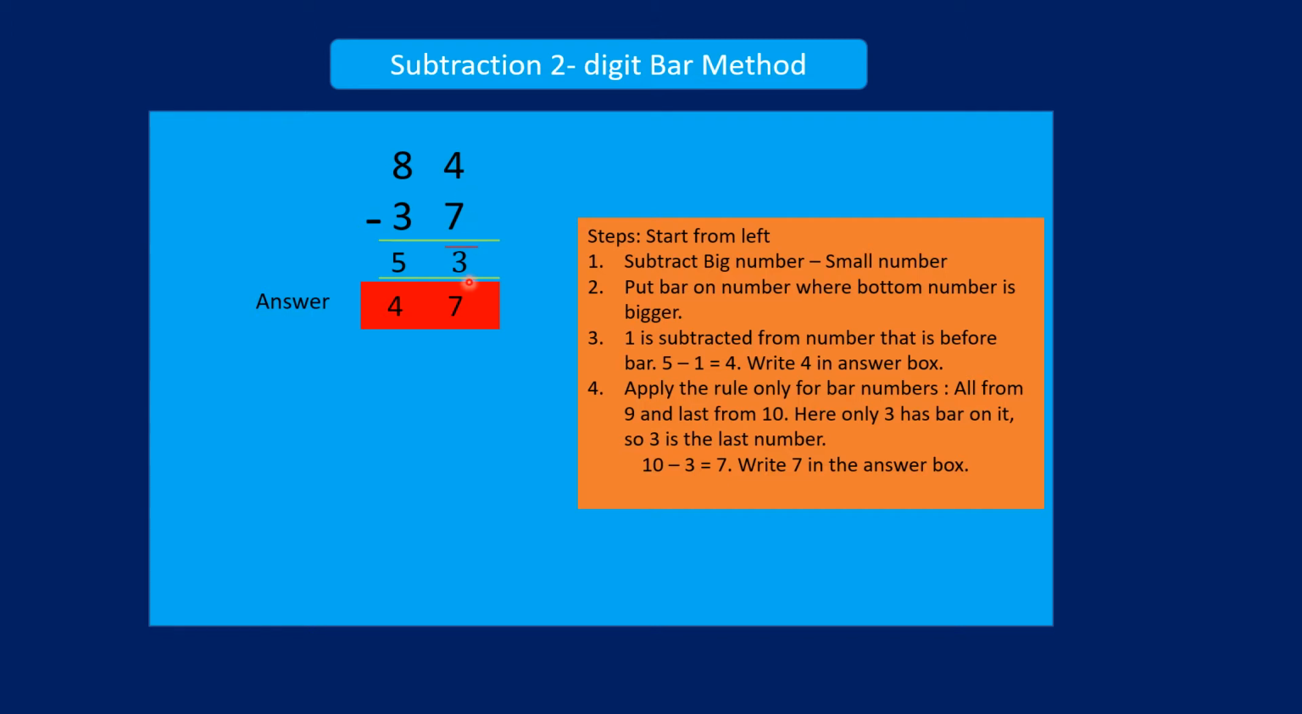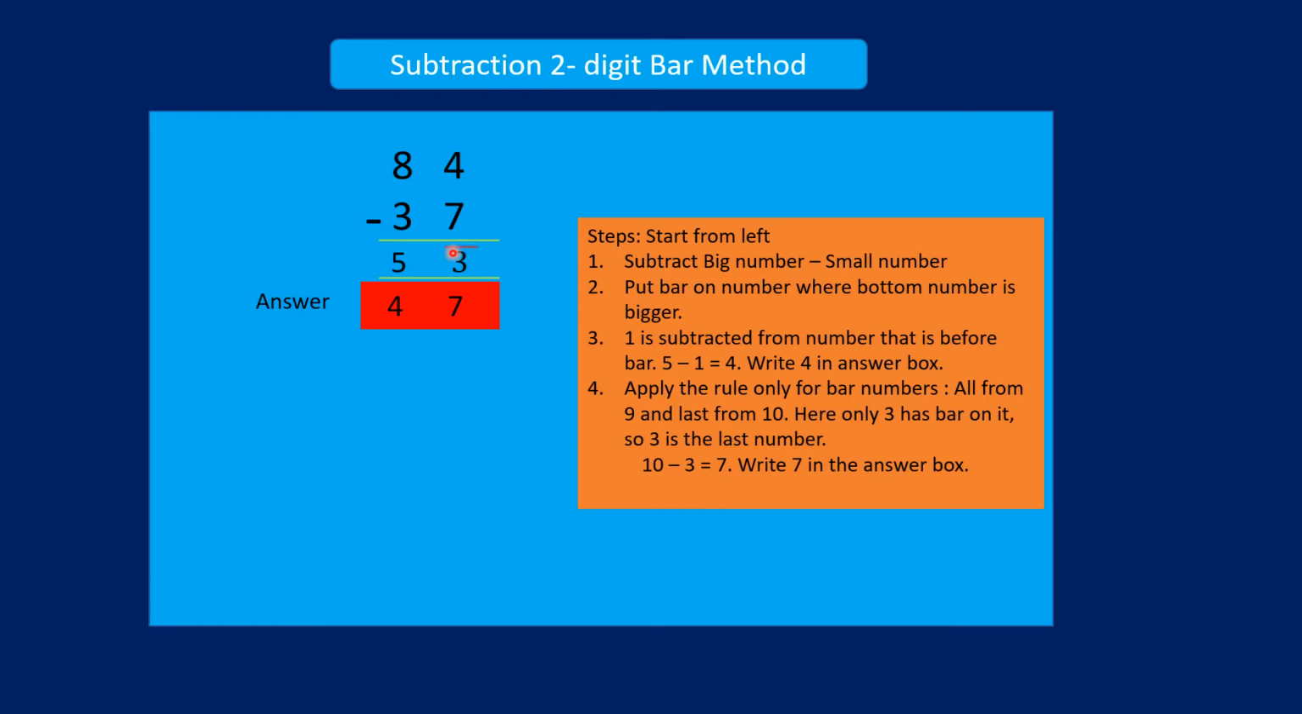Next step, we put a bar on numbers where the bottom number is bigger. So here the bottom number is bigger. So we did the reverse subtraction. We did 7 minus 4. So we are going to put a bar on 3.